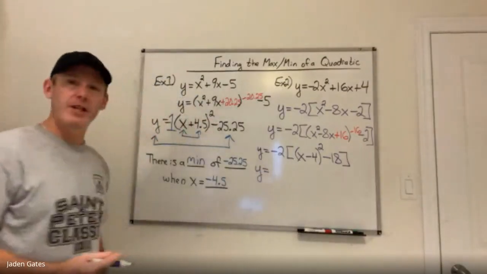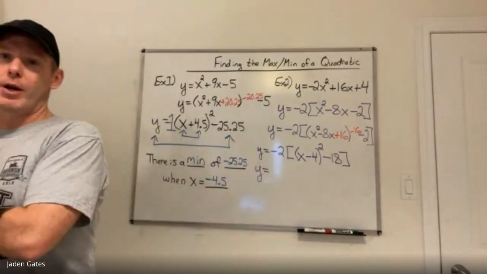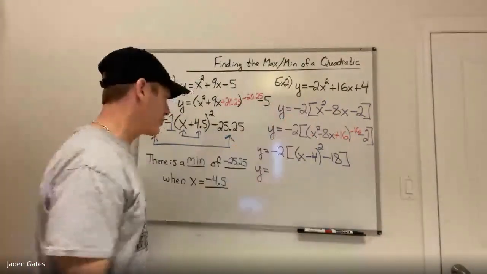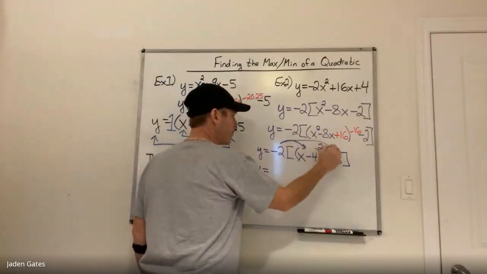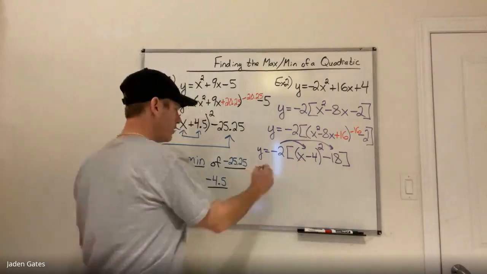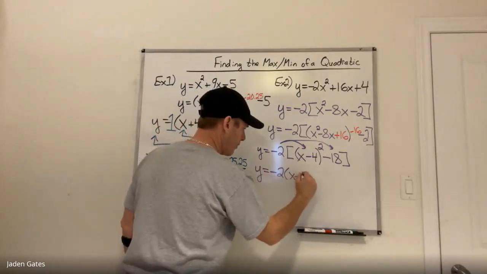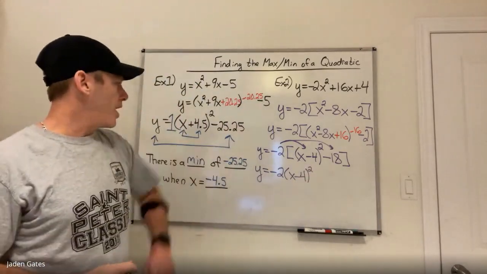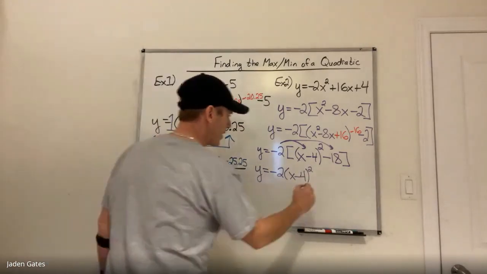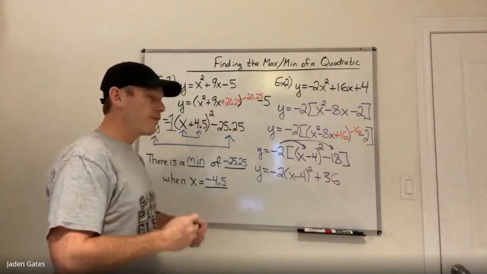I just have to put the -2 back now. So when I took it out, I divided everything by -2. When I put it back, I multiplied everything by -2. All right, so -2 times that whole thing, and then -2 times -18. Well, -2 times this whole thing is -2 times that whole thing. And then -2 times -18, negative times a negative, gives you a positive. All right, so I've completed the square.